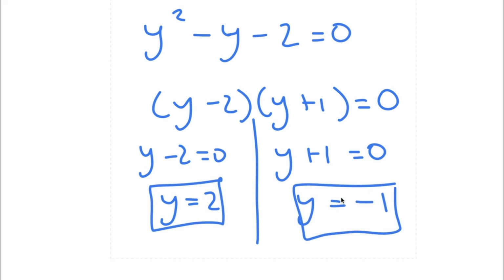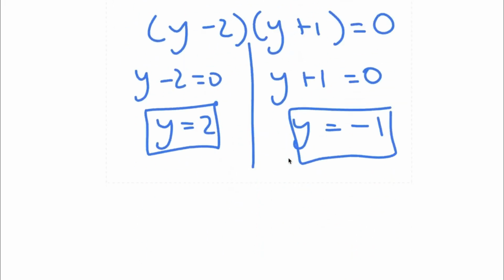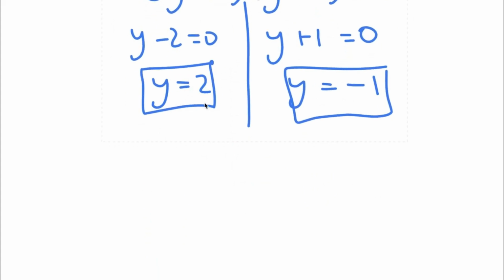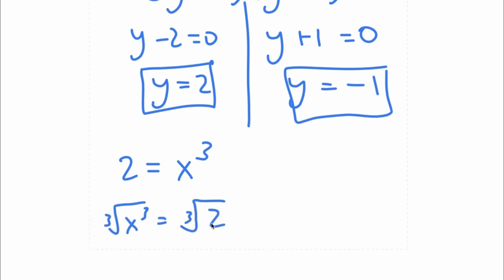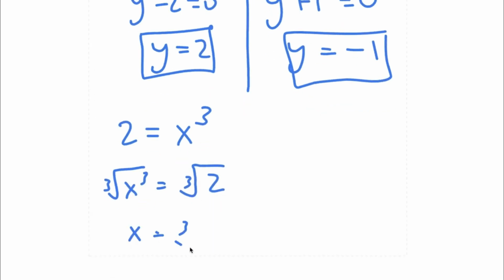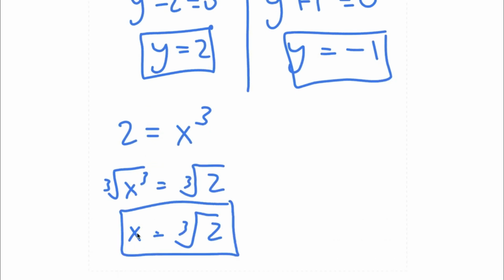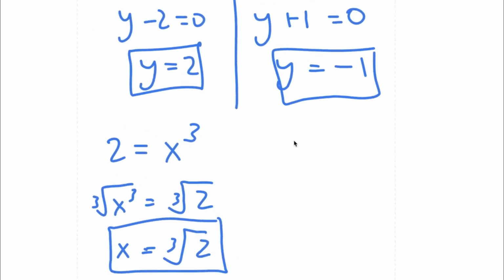So now remember how we set y equal to x to the power of 3. So if y equals 2, then we have 2 is equal to x to the power of 3. Meaning x is simply equal to, I'm going to take the cube root on both sides. X is equal to the cube root of 2. So this is one solution of x. Now, if y is equal to -1, then I have x to the power of 3 is equal to -1.